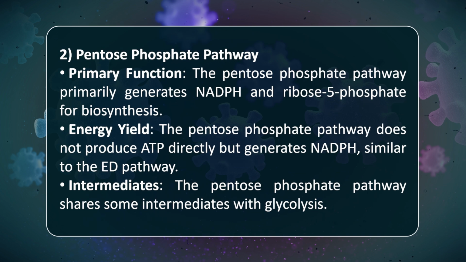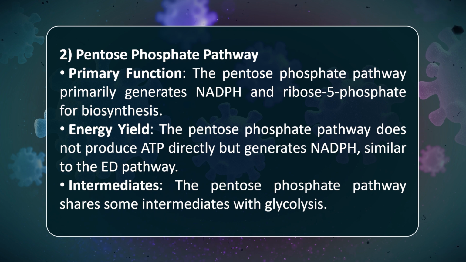Next, comparison with the pentose phosphate pathway. The pentose phosphate pathway has the primary function of generating NADPH and ribose 5-phosphate. As for energy yield, the PPP does not produce ATP directly, but generates NADPH, similarly to the ED pathway.